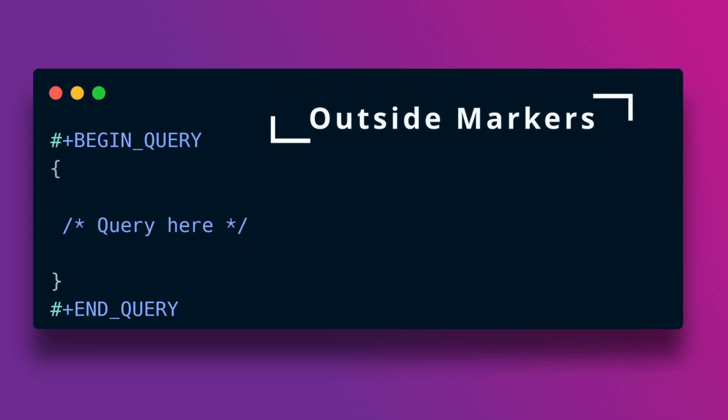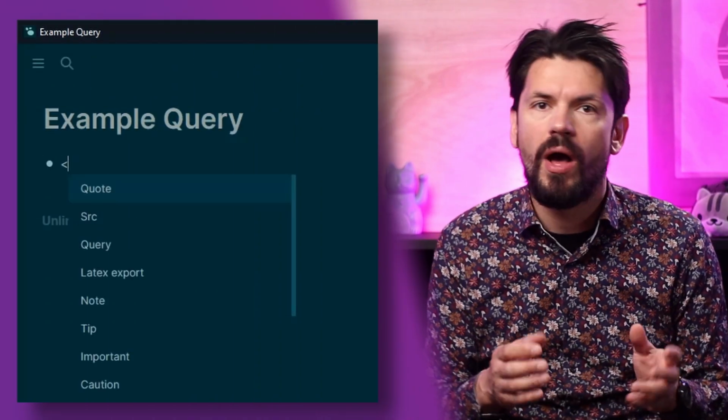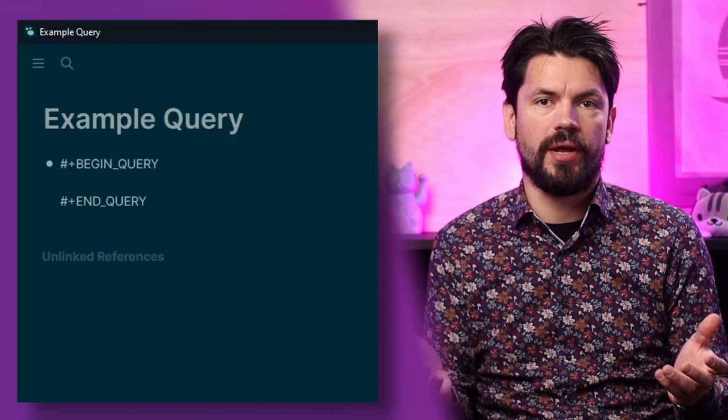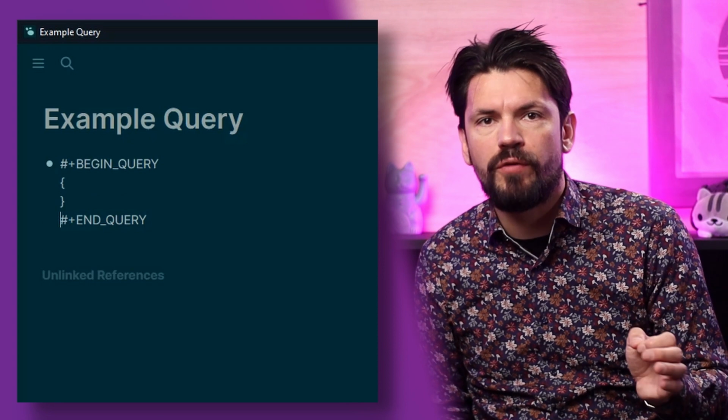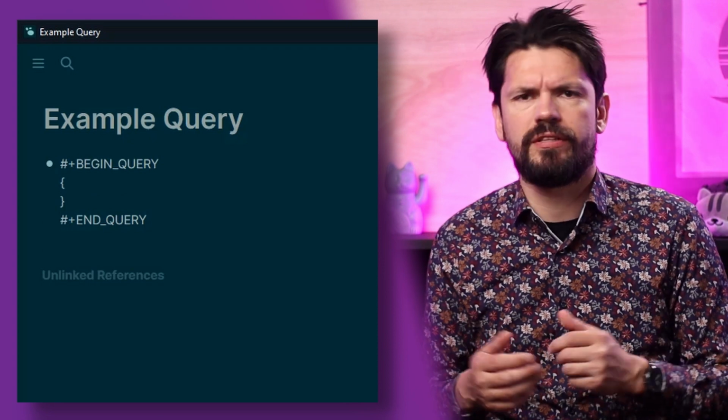LogSeq needs to know we are talking an advanced query, so it's wrapped with a begin query and an end query line. Inside this outer block, a couple of curly brackets. You can quickly add this by typing the less than symbol and finding and selecting query. Because the basic framework is always needed, I usually skip them in my written examples.